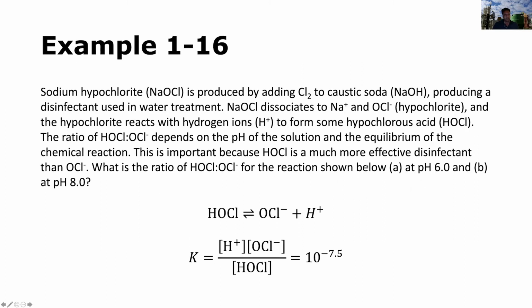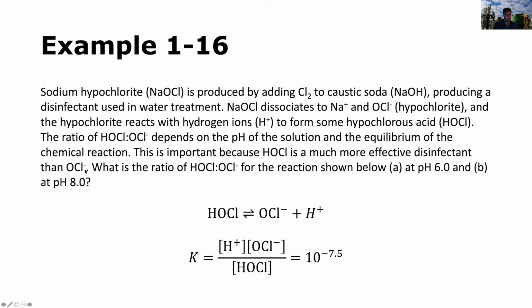All right, let's do an example problem here. Sodium hypochlorite is produced by adding gas chlorine to caustic soda, producing a disinfectant that's used in water treatment. So this disinfectant, sodium hypochlorite, dissociates to a sodium ion and hypochlorite ion, and the hypochlorite reacts with hydrogen in the water to form hypochlorous acid, HOCl. The ratio, however, of HOCl to OCl- is highly dependent on the pH of the solution and the equilibrium of the chemical reaction.